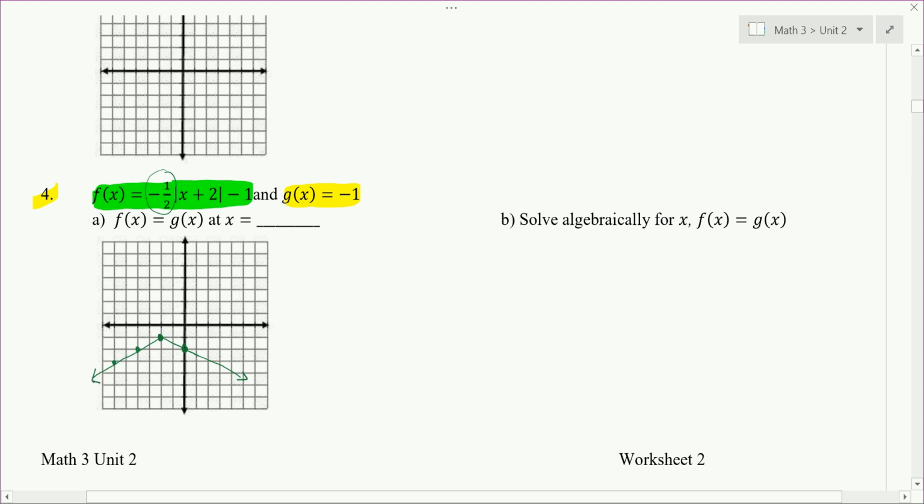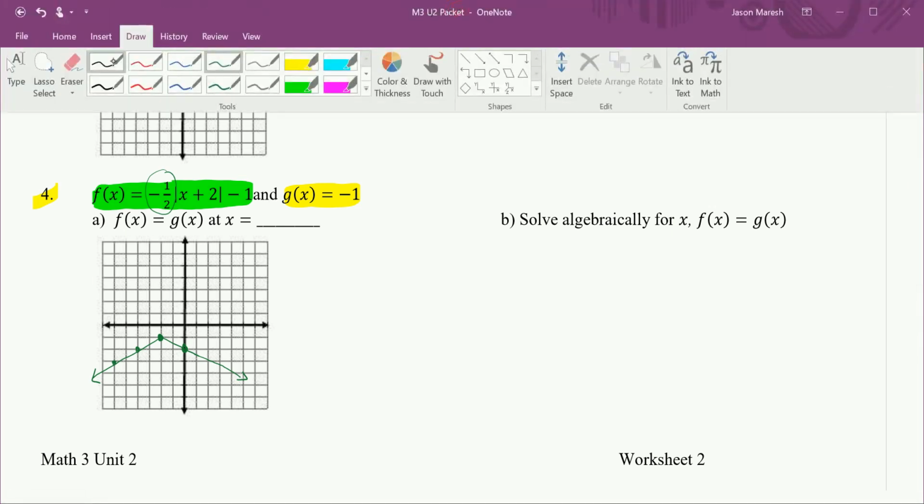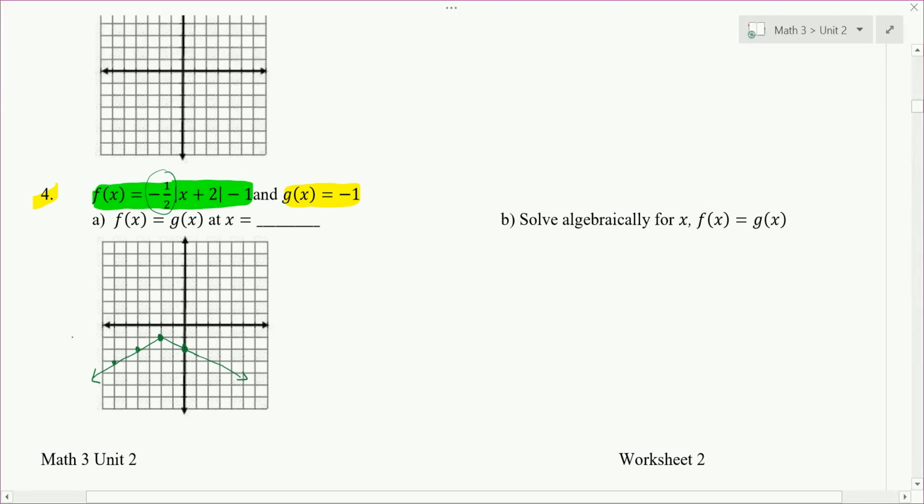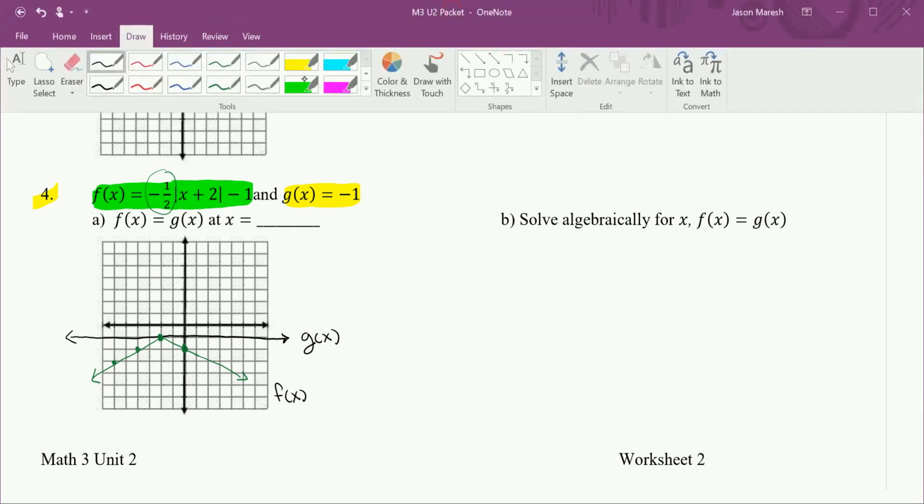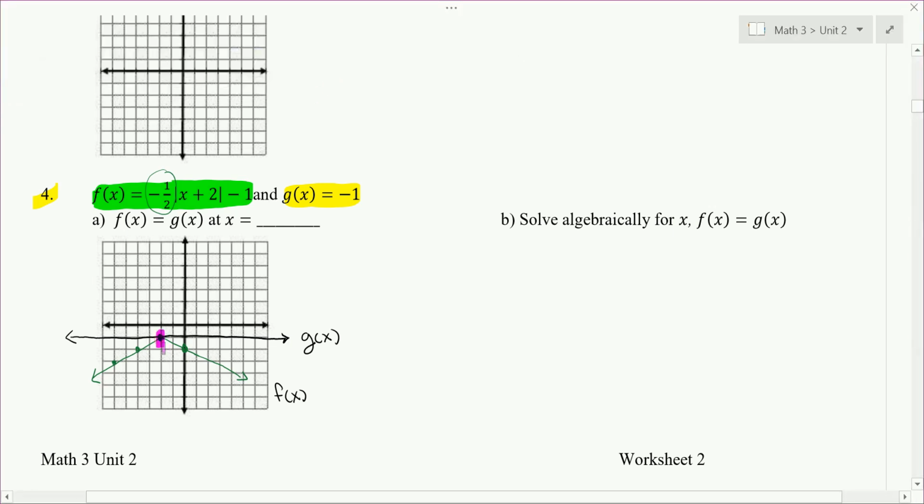The g of x equals negative 1 is this line right here. So that's g of x. And this one's f of x. And part A is asking, when is f of x equal to g of x? At what x value do they touch each other? And I'll highlight that. It's right there. And that's happening at x equals negative 2.